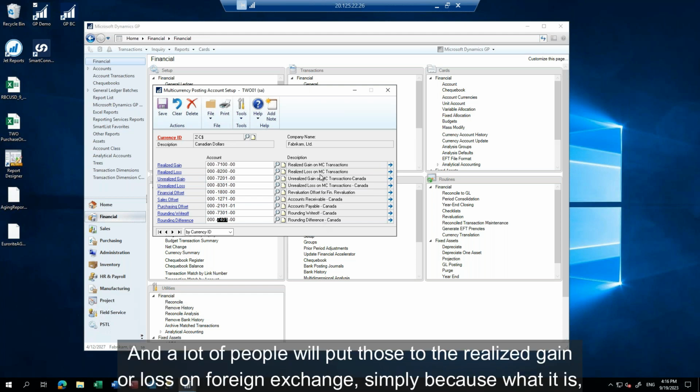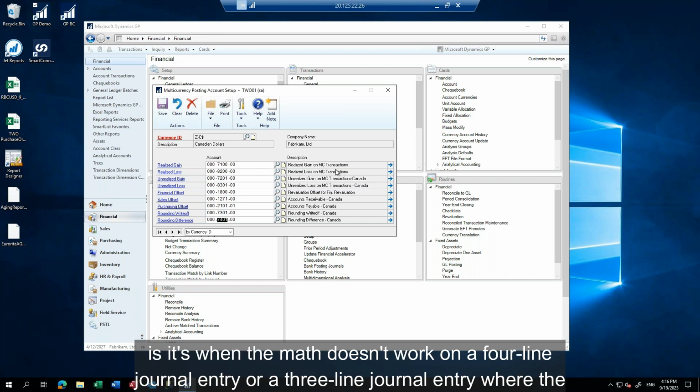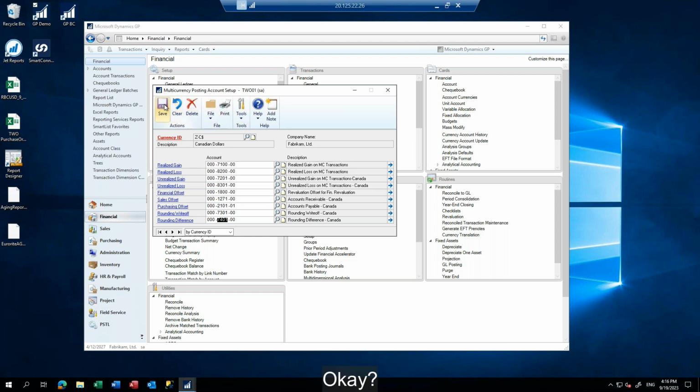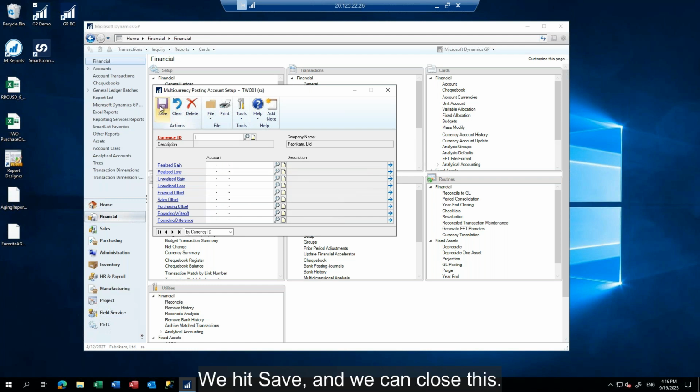And a lot of people will put those to the realized gain or loss on foreign exchange, simply because when the math doesn't work on a four-line or three-line journal entry, where the rounding makes it out by a penny, they have to put the penny someplace. Okay, so that's the multi-currency setup. We hit save and we can close this.